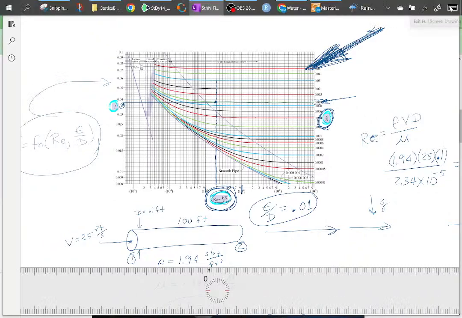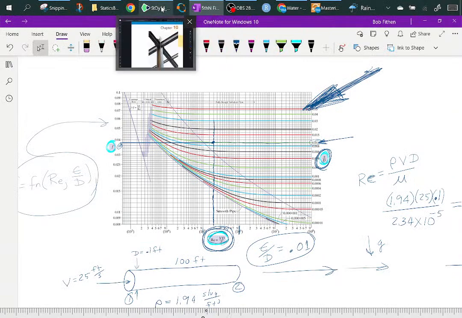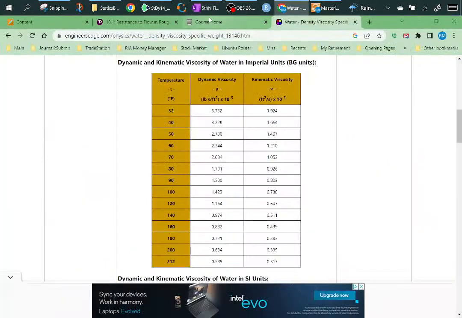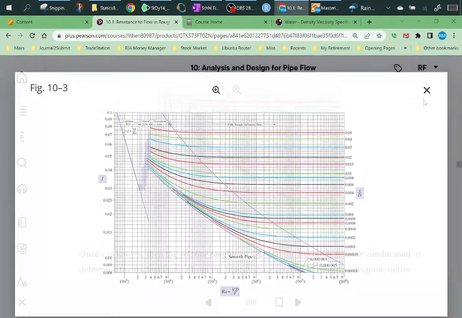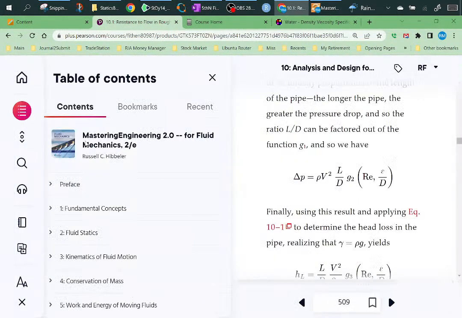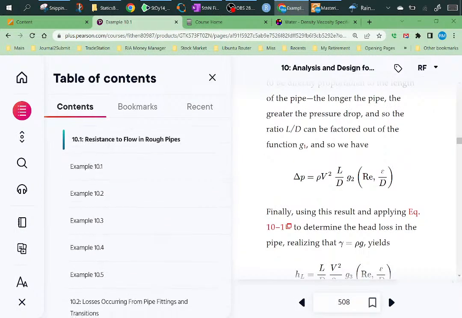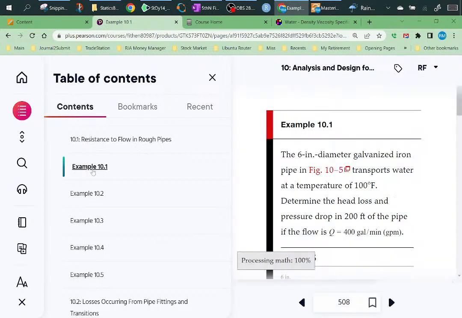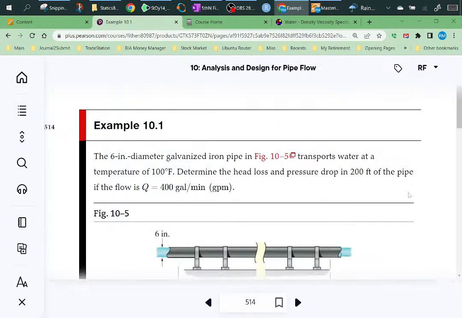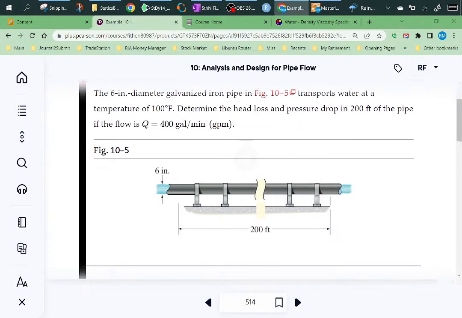Okay, so let's see. What do his problems look like? Okay, that's that. Where are the problems? Oh, okay, so he's got like 5 examples. Let's see what they look like. Okay, I click there. So he starts off by saying the 6-inch galvanized iron pipe transports water at a temperature of 100 degrees. Determine the head loss and pressure drop in a 200-foot pipe that flows.